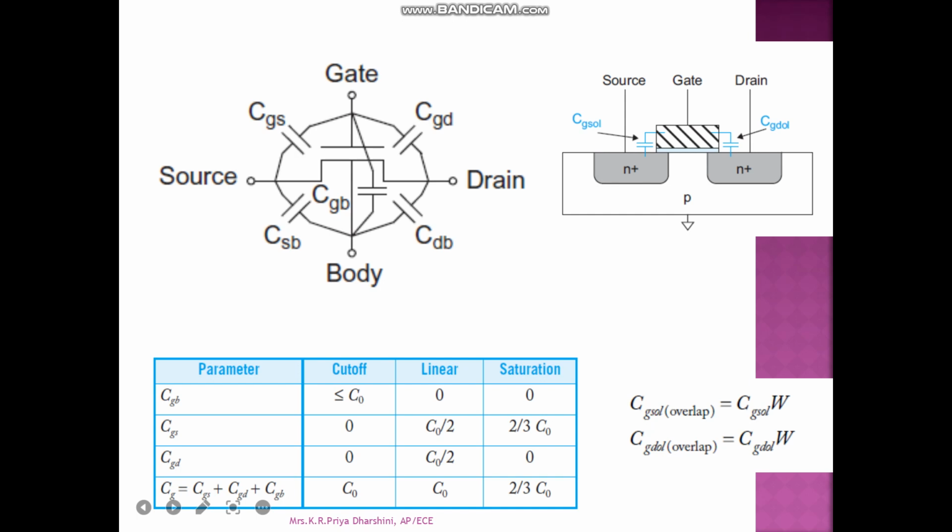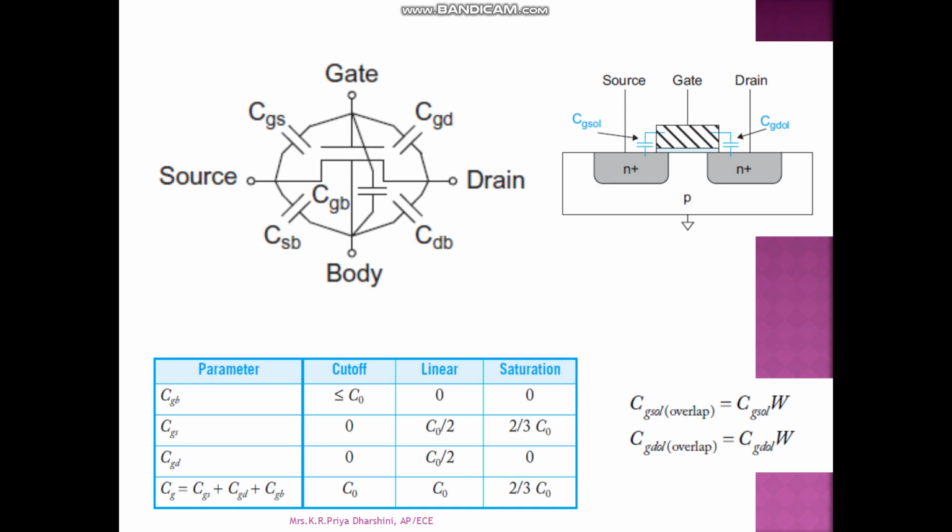Along with the parameters, what happens in the cutoff region, linear region and saturation region can be pictorially mentioned here. For the parameter CGB, that is gate to body capacitor, for the cutoff region, it should be less than or equal to C naught, and for the linear region, it is 0, and for the saturation region, it is 0.